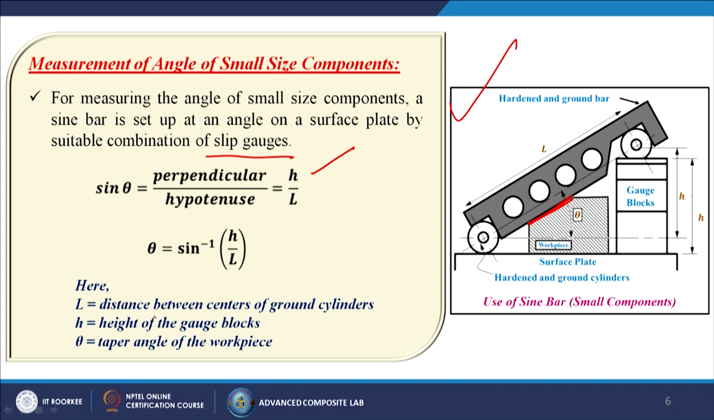So, here L is the distance between the centers of the ground cylinders. So, that is the L. H is the height of the ground blocks. And theta is the taper angle of the workpiece. So, that means we are going to measure this particular thing, that is the theta.